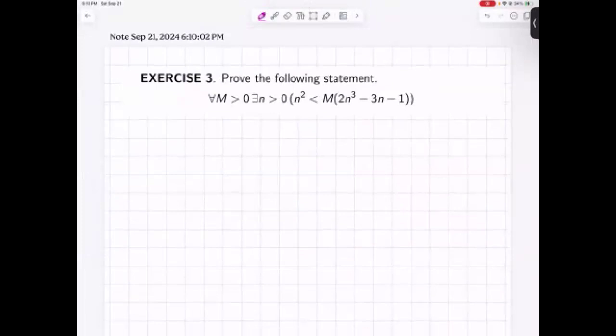So we're going to prove the following statement. We're saying that for all values of m greater than 0, there exists an n greater than 0 where n squared is less than m times 2n cubed minus 3n minus 1.